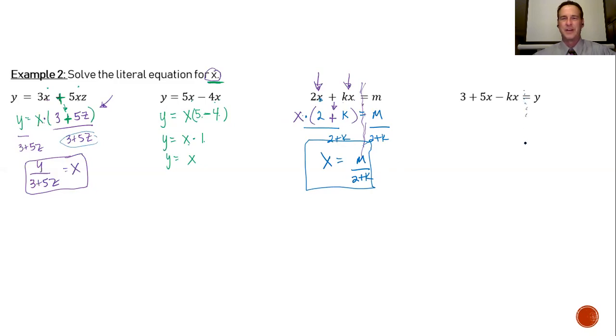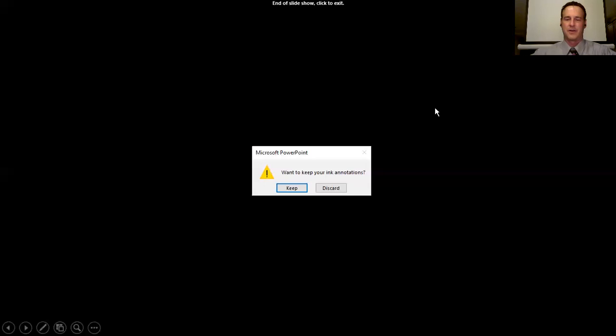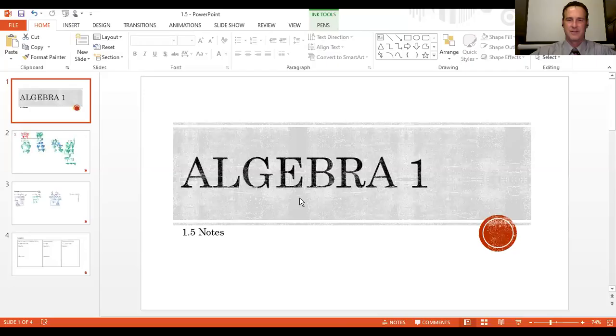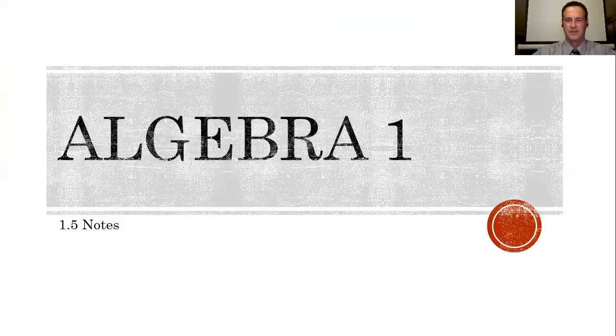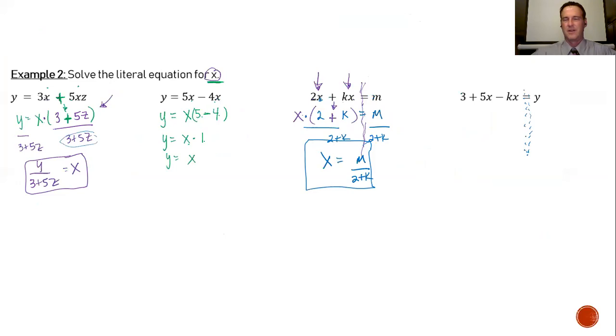Here's my equal to sign. And you're like, cool, I have, oh, crud. I don't know why it does that. Okay, so there's my equal to sign. And let's see, I've got a 5x. I have a minus kx. I have a 3. Like, hey, there is no x here.